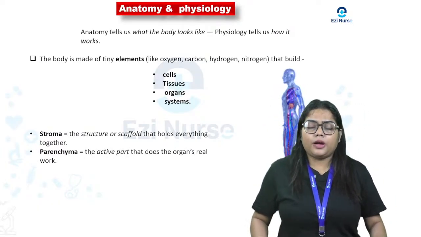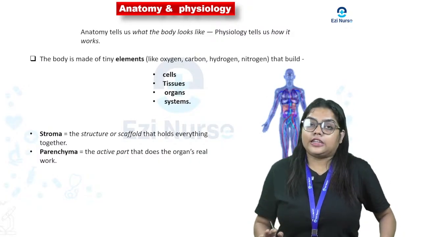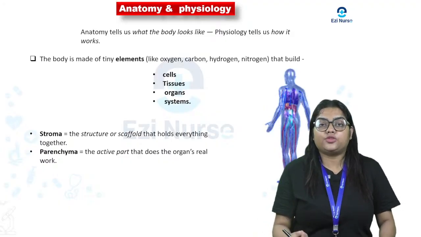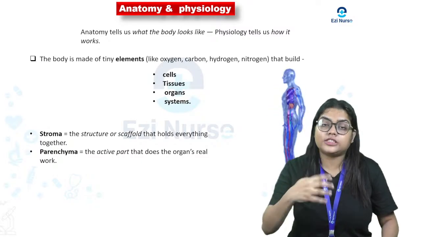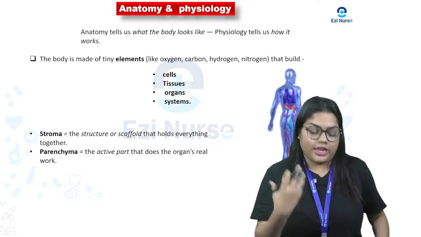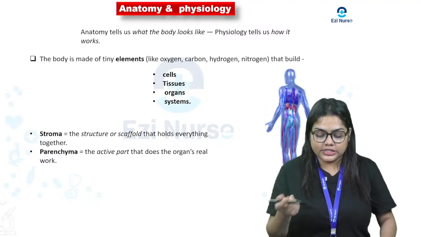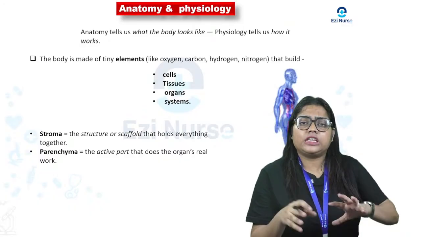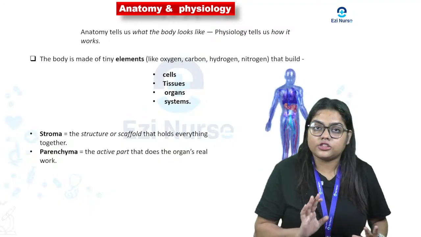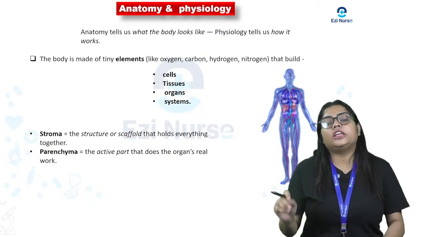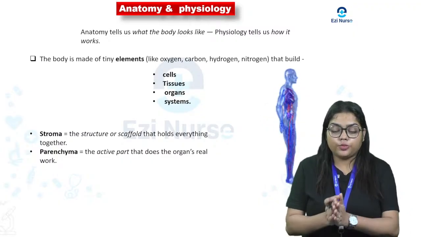Now to know about that, we have to know two terms: stroma and parenchyma. Stroma is the structure, the scaffold that holds everything together, and parenchyma is the active part where the organ's real work happens. If you see the kidney, the other cells and everything else is called stroma, but nephrons are the working unit of the kidney, so they are called parenchyma. So this is the difference. I hope you guys have understood.